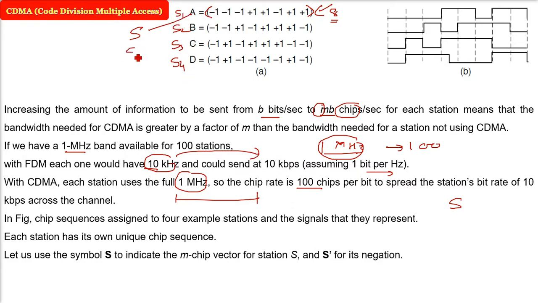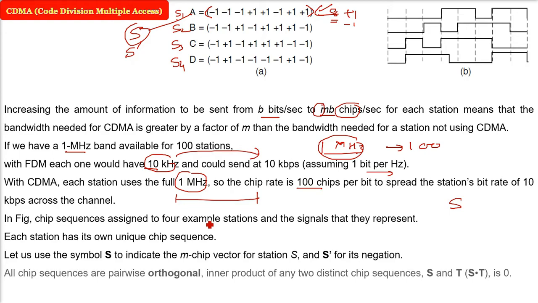S dash is the negation. So when A is sending a 1, it will send its chip sequence, and when it is sending a 0, it will send the negation. As I said, all chip sequences are pairwise orthogonal. That is, the inner product of any two chip sequences S and T will be S dot T equals 0.